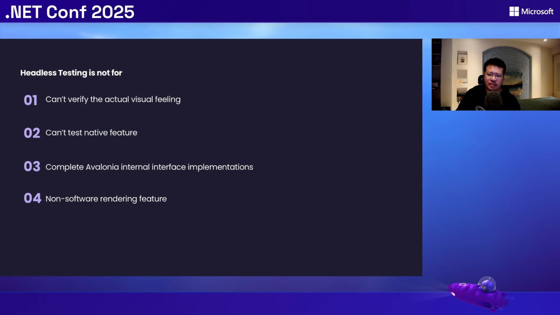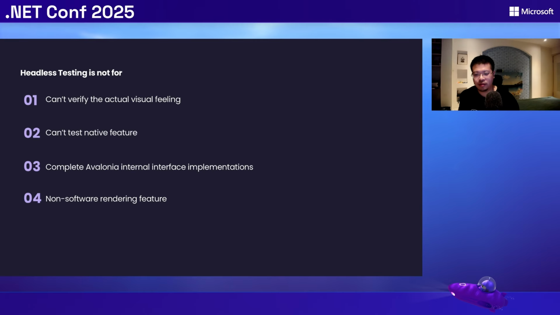And the fourth case, I think, headless testing is essentially software rendering. So system-level interaction and native pop-ups cannot be simulated. So things like local file pickers, dialogues, and pop-ups that extend beyond the window bounds, this kind of feature cannot be tested in headless.